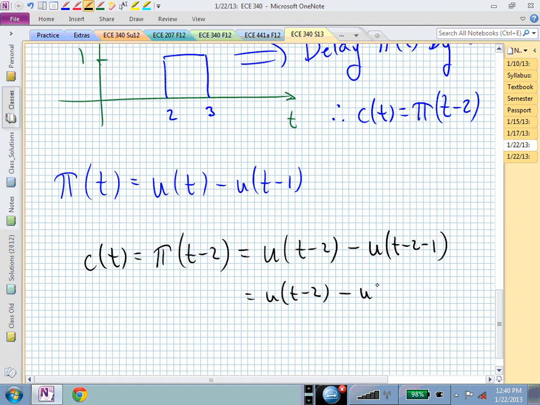which says c of t, another way of writing that, is a unit step turning on at 2, and then another unit step turning on at 3, but we're subtracting that second step from the first one. And that, again, is another way of expressing this little pulse that gets added on to the first b of t, and we're consistent. C of t is indeed pi of t minus 2. We've just verified that by substitution. What about d of t?